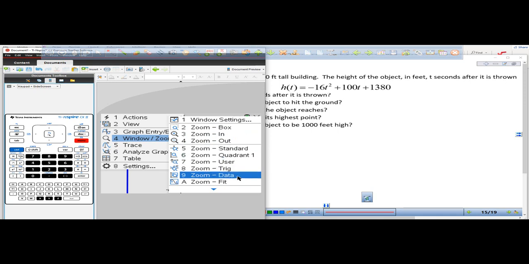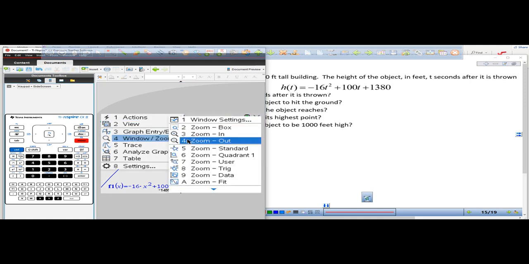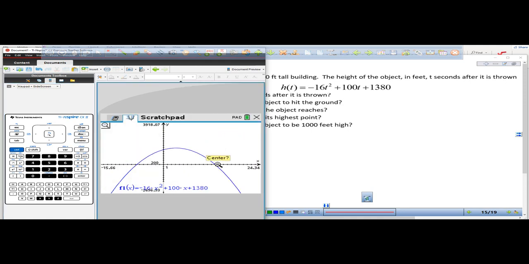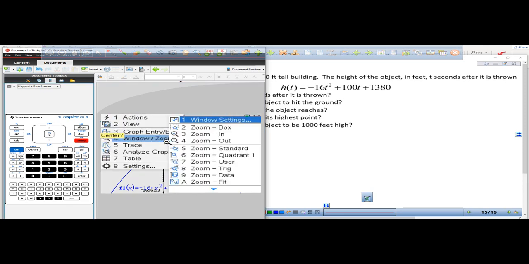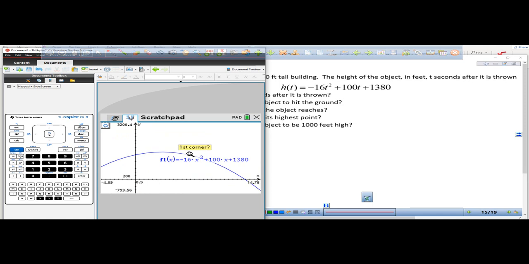Let me try a zoom fit. If I go zoom fit, what does it look like? It looks pretty good, but I kind of need to see a little bit more, so I'm going to zoom out. At least now I can see the vertex. I can see the x-intercept. Once you have this, maybe you want to zoom in a little bit. You can go to a zoom box. Basically what we care about is the vertex and the x-intercept. So I could do a zoom box. Now I have a good idea and I can see where everything is.